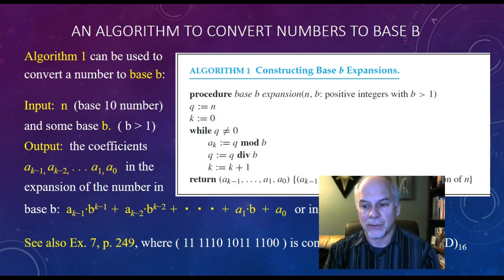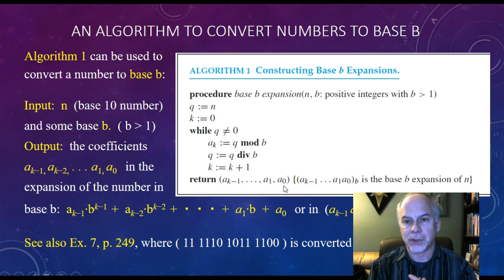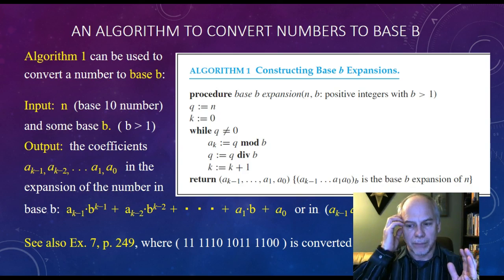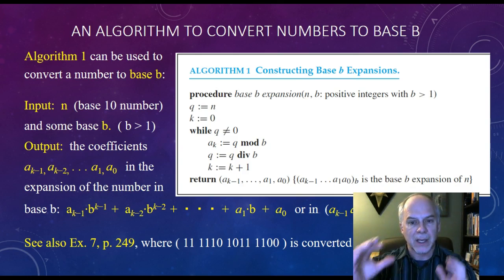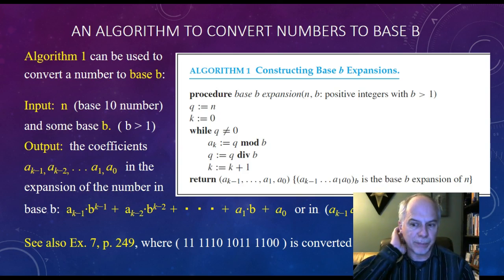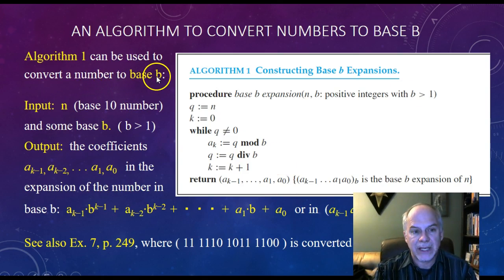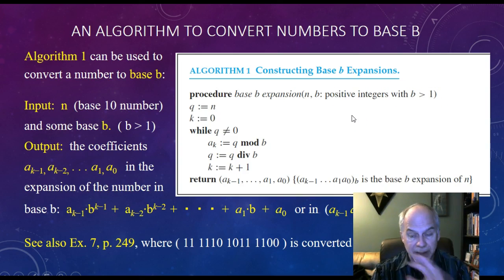Now, Rosen gives an algorithm to convert numbers to any particular base you want. So this is a computer algorithm, or a procedure, or a little sub-program that you can include in your programming that will calculate the base b expansion, or base b representation, of a number. Now, it's going to convert some number n to base b. So n is the input into this procedure. We're assuming n is a base 10 number.